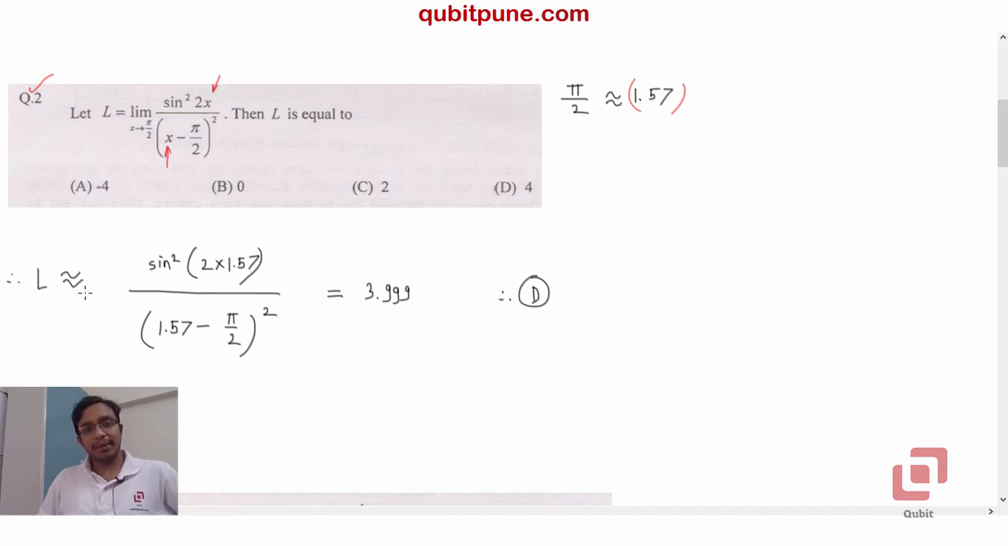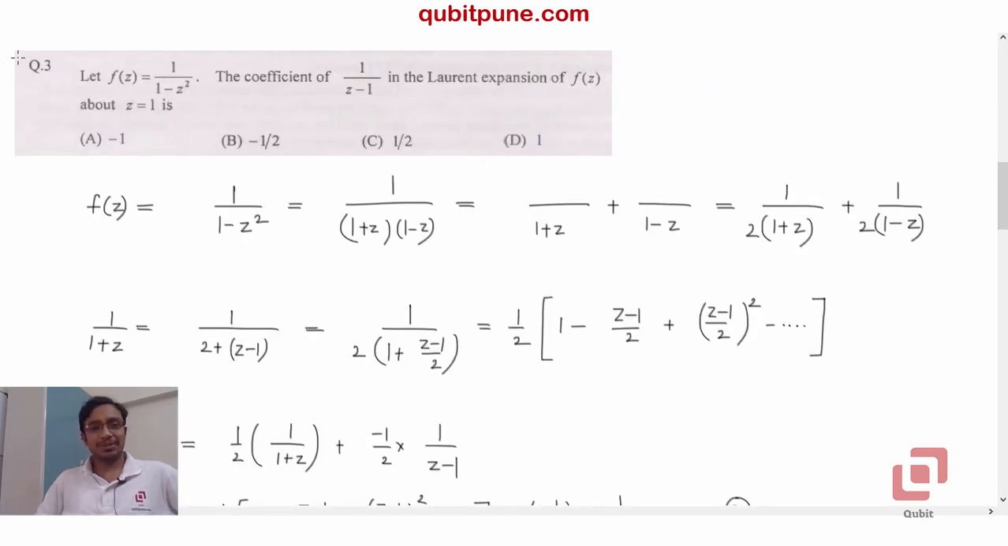And so L will be approximately equal to sine squared of 2 into 1.57 divided by 1.57 minus pi by 2 squared. And because calculators are allowed, you can very easily find these with the sine of this angle, and note that this angle is in radians. Okay, so if you evaluate it, it turns out to be 3.999, and hence the correct option is D. Okay, a very simple question. You can solve this problem by L'Hospital's rule or by using the formula that the limit of sine theta by theta is 1 as theta tends to 0, but then for that you are required to make a lot of adjustments. So this will give you the answer fairly quickly.